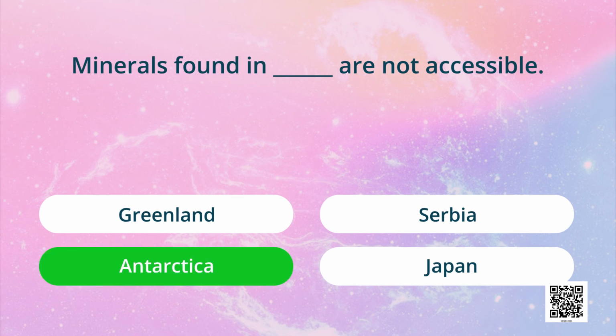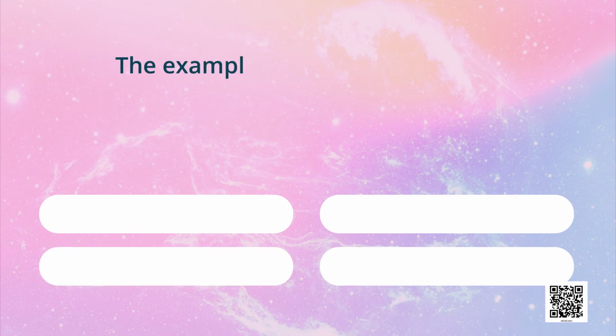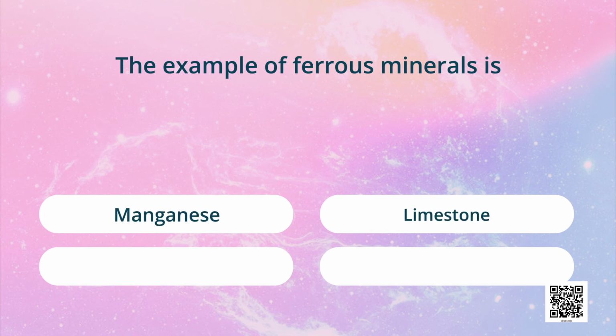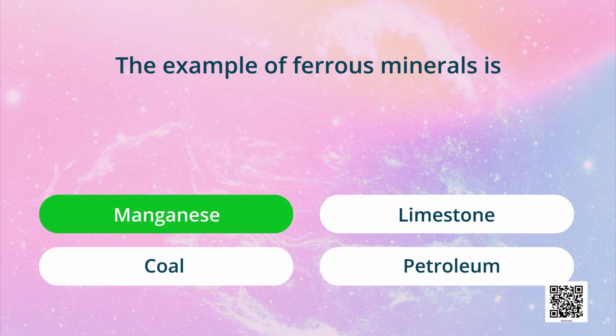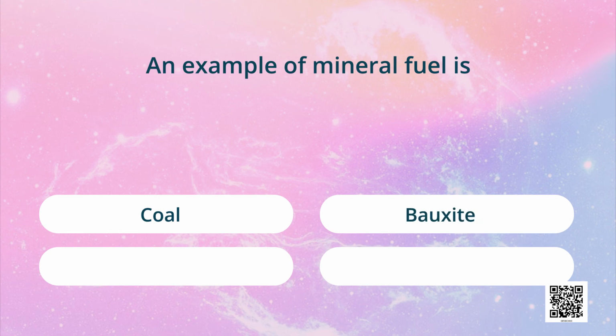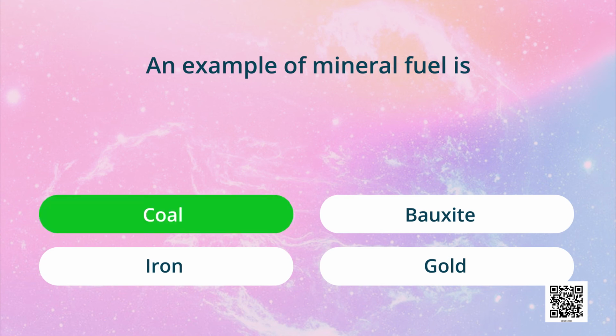Correct answer, Antarctica. Minerals found in Antarctica are not accessible. The example of a ferrous mineral is: manganese, limestone, coal, or petroleum. Yes, the example of a ferrous mineral is manganese. An example of a mineral fuel is: coal, bauxite, iron, or gold. Everybody knows that the mineral fuel in these options is coal. Very good.